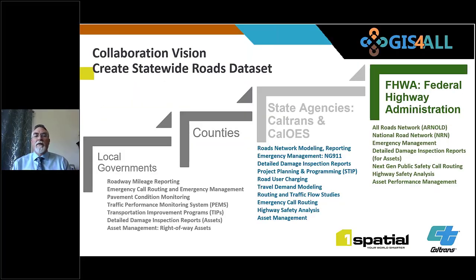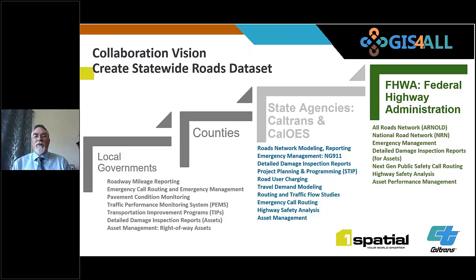From the beginning, the CaRS project was seen as a collaborative effort between all levels of government. The federal government requires all state DOTs to report asset information on not only the highway systems, but also all of our local roads through a process called the Highway Performance Monitoring System, or HPMS. A requirement of HPMS is that it is collected using the all roads network of linear data, or the ARNOLD model, which here at Caltrans we simplify as simply the all roads network.